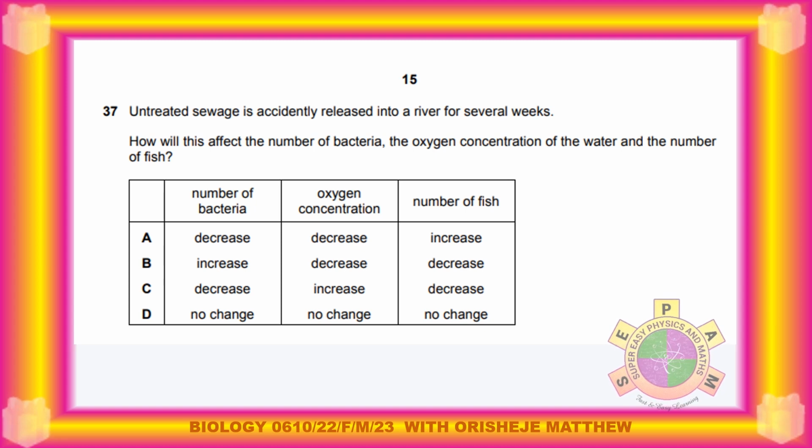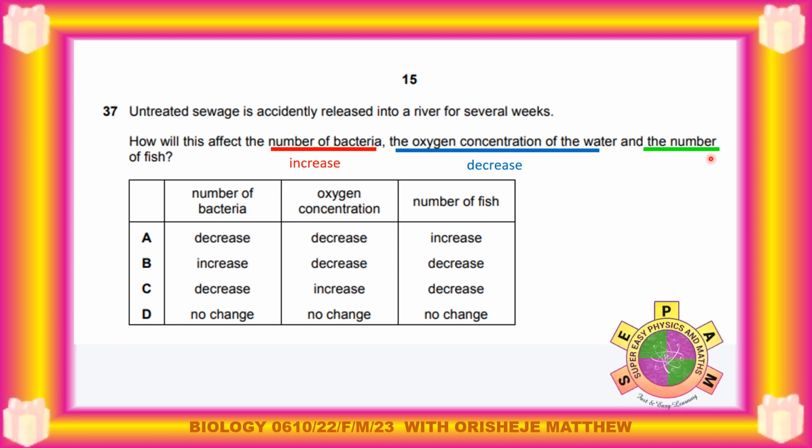Question 37. Untreated sewage is accidentally released into a river for several weeks. How will this affect the number of bacteria? The number of bacteria will increase. How will it affect the oxygen concentration? Oxygen concentration will decrease. And how will it affect the number of fish? The number of fish will also decrease. So it's going to increase, decrease, decrease. So the answer is B.